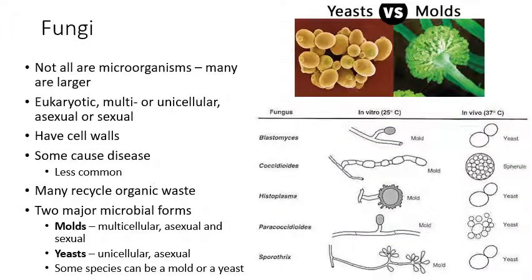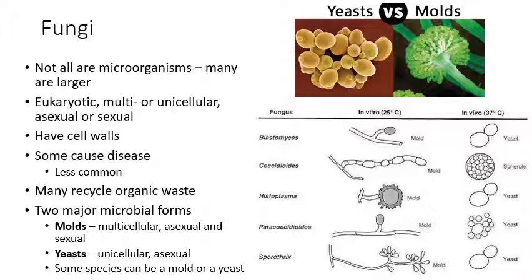Then you have fungi. Most fungi are not microorganisms, but some of them are. They are all eukaryotes. Most of them are multicellular, but some of them are unicellular. Some of them can actually be multicellular or unicellular, weirdly. They're weird. And they can also reproduce asexually or sexually. So some of them can only do one or the other, but most of them can do both actually. They do have cell walls. Some of them cause disease. It's not very common. There's not a lot of diseases that are caused by fungi, but some of them do cause disease. A lot of them are useful in bioremediation to recycle organic waste.